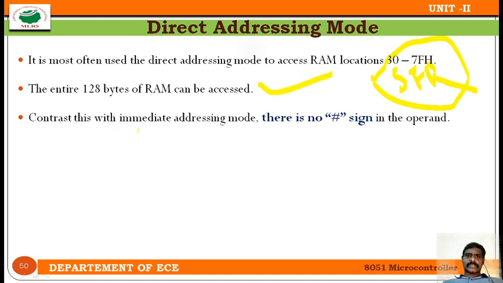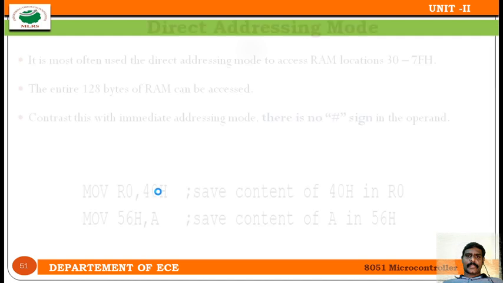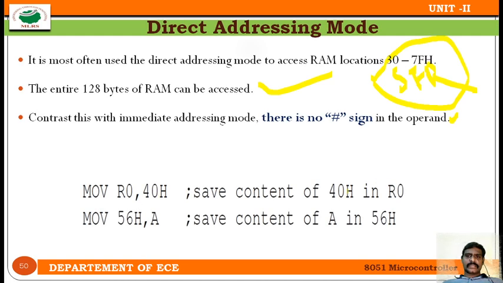In contrast to immediate addressing mode, where there is a hash sign in the operand, here there is no hash sign. So MOV 40H, R0 indicates the address location 40H, and whatever data is there is moving into R0. Similarly, the content of the accumulator is moving into the location 526H. This is an address location specified here.